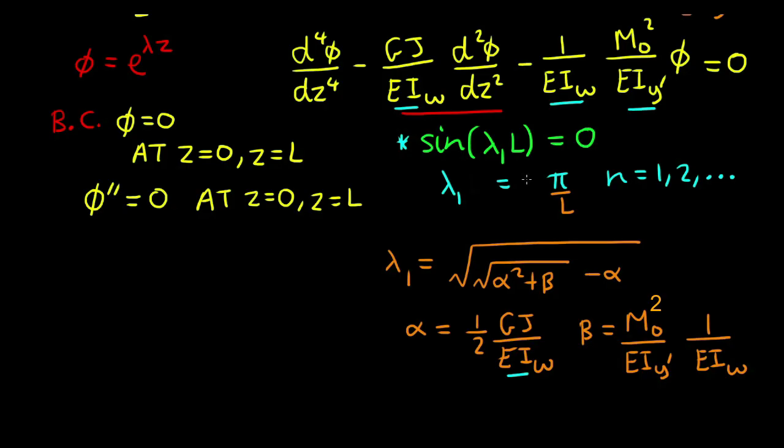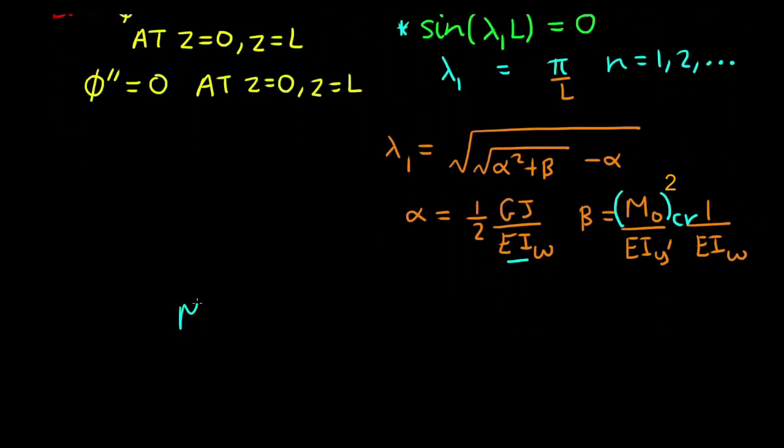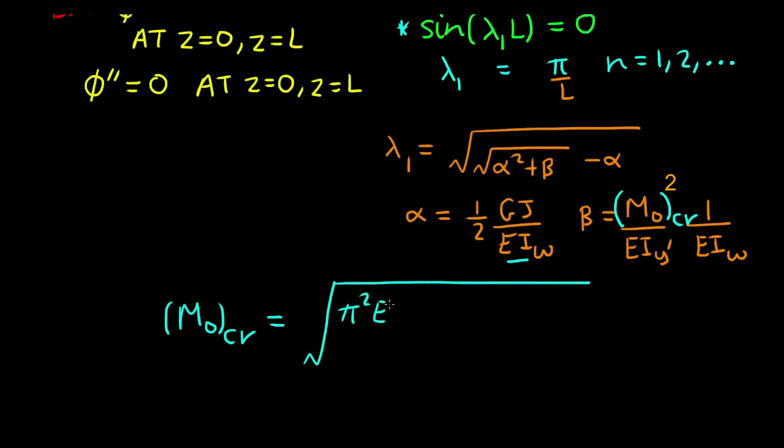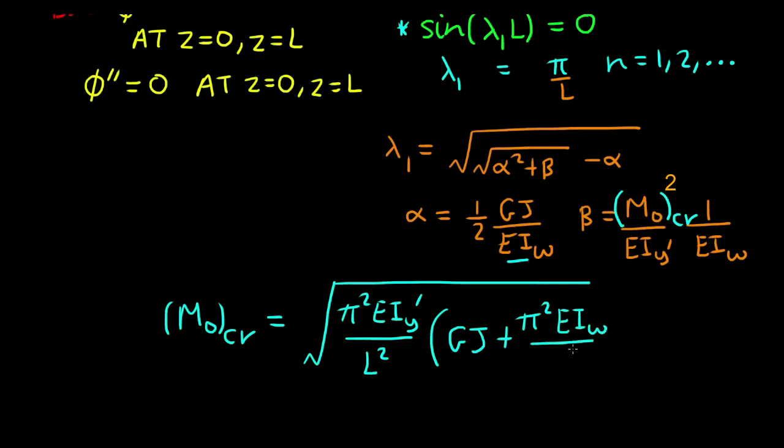So here, because we've taken n equals 1, we have the critical buckling moment in this expression. And therefore, if you solve this equation for the critical buckling moment, you'll get M0 critical is the square root of pi squared by the bending stiffness on the length of the beam squared by the torsional stiffness plus pi squared by the warping stiffness on the square of the length of the beam.